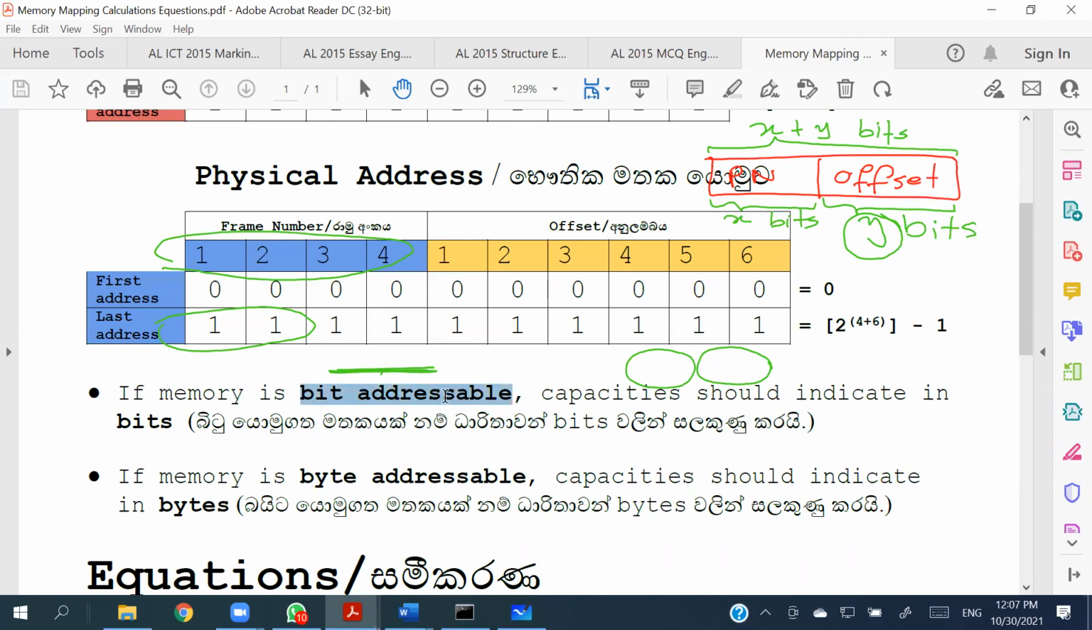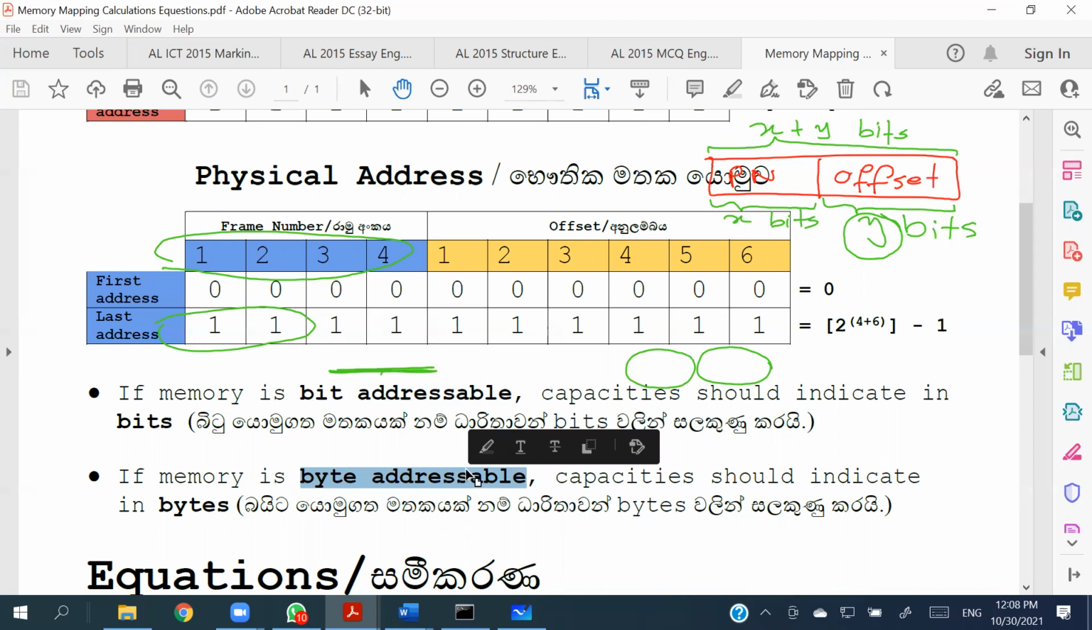Sometimes they call it bit addressable. Sometimes they call it byte addressable. If your memory is considered a bit addressable memory, your units are going to come in bits, right? If your memory is byte addressable, the units of your capacities or sizes will come as bytes, right? Later, we can convert those into kilobytes, megabytes, gigabytes, and so on, right?